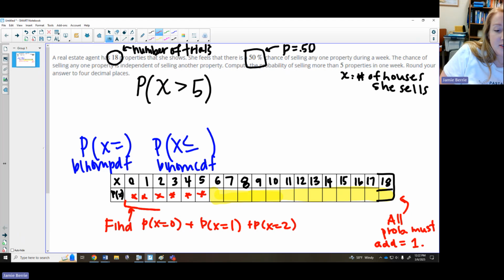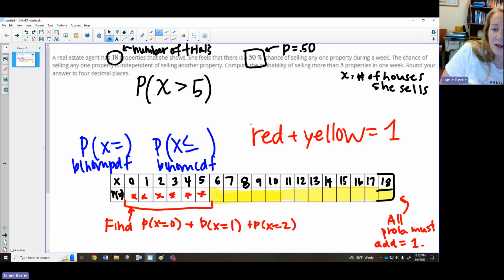Because if you knew what this amount was, you know that this amount, the amount that's in red plus the yellow, has to add to equal 1. So if you can find the amount that's in red here, then we can just subtract that from 1 to figure out what the yellow part is. All right, so you can do this.